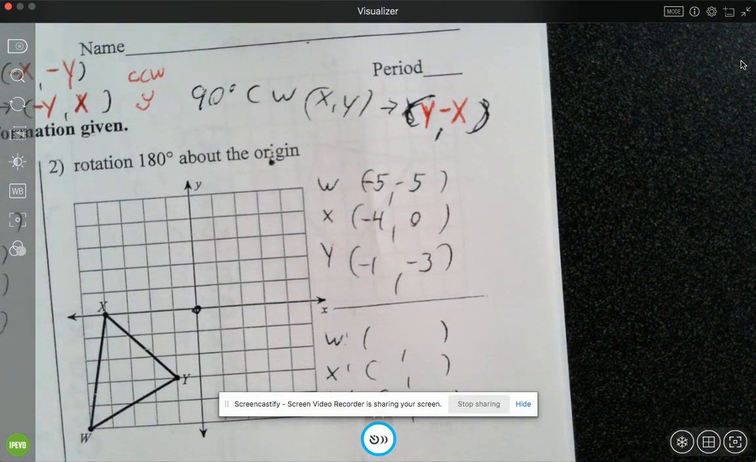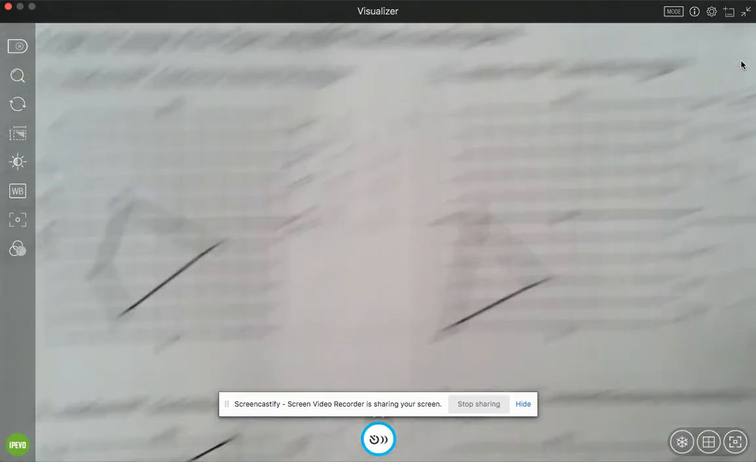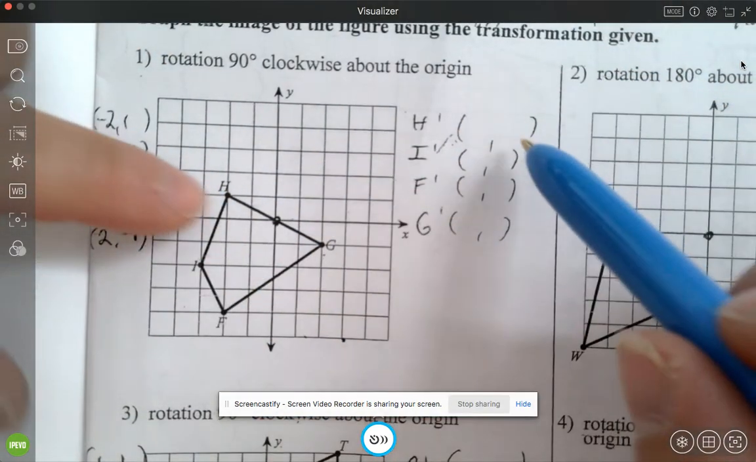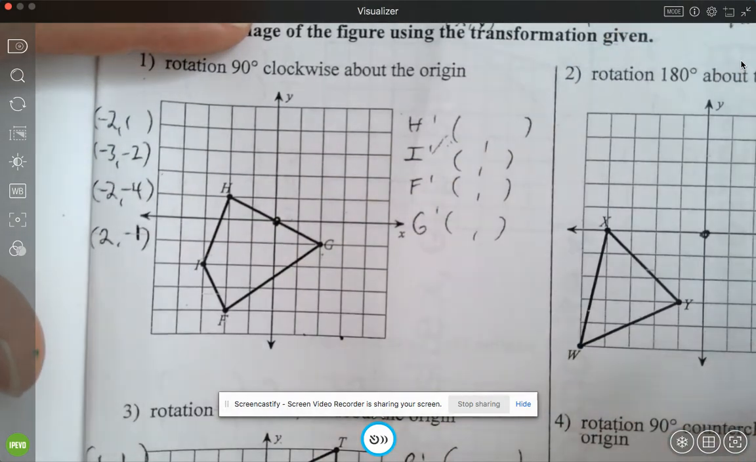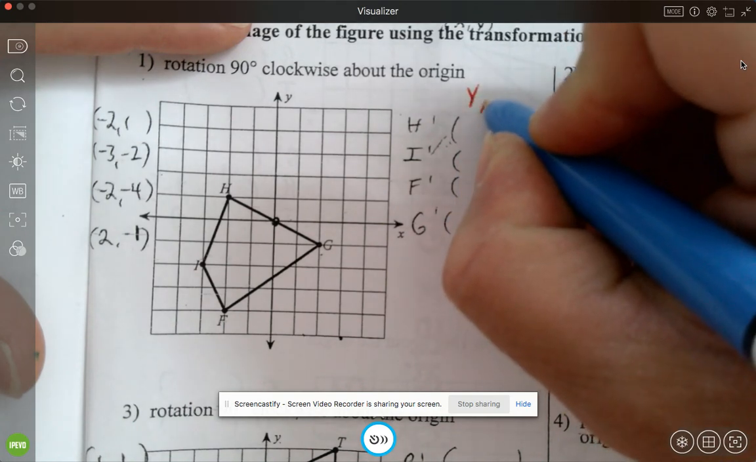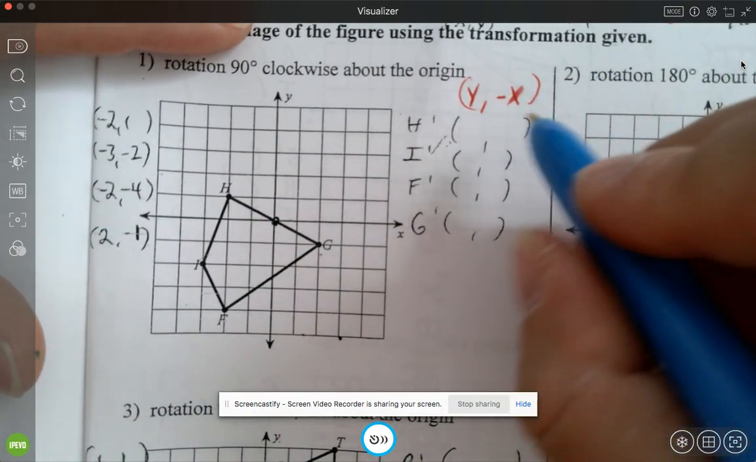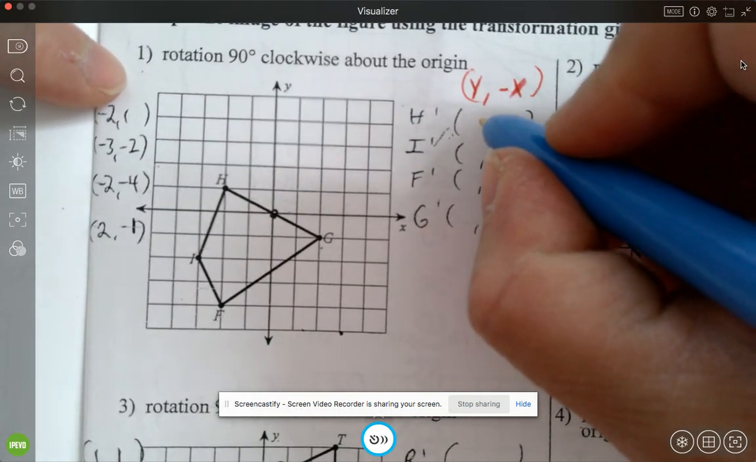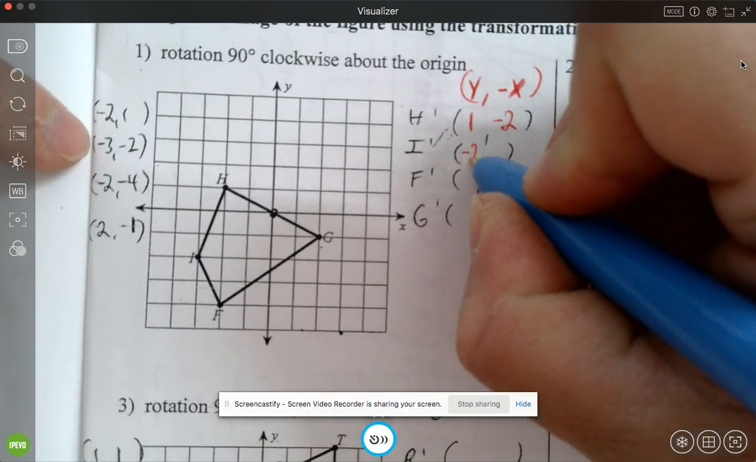So why don't we do a clockwise? I'm going to look on this page and see. Aha, number 1 is clockwise. I'm going to try this clockwise one, 90 degrees. So I have to take these coordinates and I have to switch the positions. And again, like I mentioned in class, I think it's really helpful if you put the rule at the top, Y opposite X. So now you just go ahead and switch and these are going to be opposite. So I'm going to switch them first. So -2, 1, it's going to be 1, -2. Switch that one, it's going to be -2, -3.